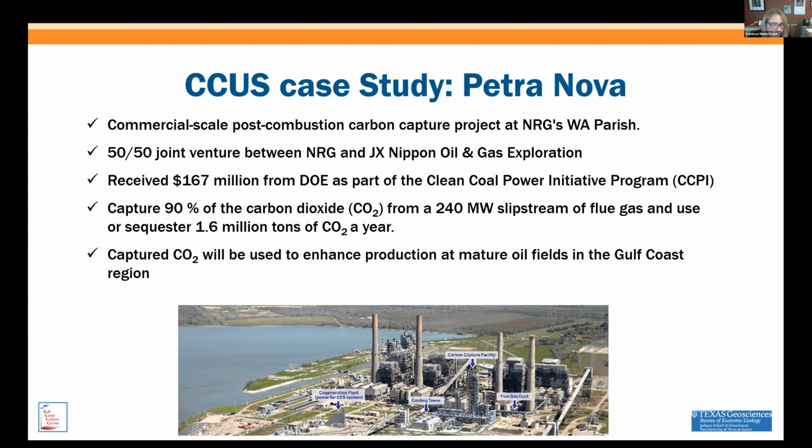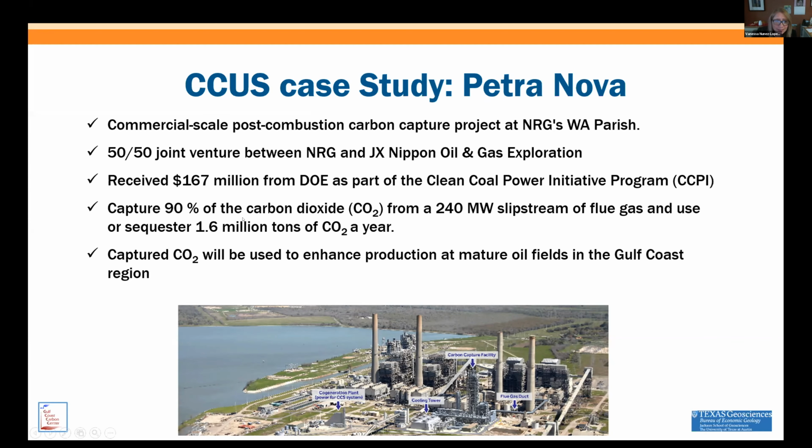It is a 50-50 joint venture between NRG, which operates the power plant, and JX Nippon, which is a Japanese operator. The captured CO2 is being injected into a nearby oil field called West Ranch, operated by Hilcorp. They received a lot of money from the Department of Energy to build the capture facility at the power plant, $167 million from the Clean Coal Power Initiative program.